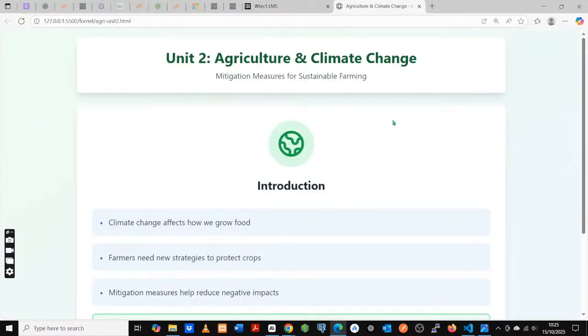Now, let's come to our main topic today. It's agriculture and climate change. So here we are focusing on the mitigation measures for sustainable farming. Since topic 1 of agriculture talks about soil degradation, and in the end, in that topic, we looked at controlling measures of soil degradation. So that means a farmer now has dealt with soil degradation, but still, we have some effects of climate change.